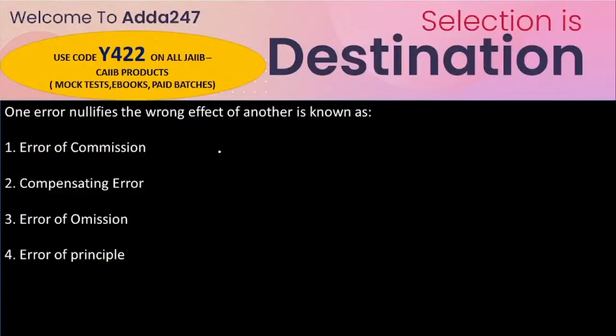Another question, that is from the rectification of the error, and this rectification of the error topic you understand in the trial balance chapter. So the question is, when the one error nullifies the wrong effect of another, that is known as a. Okay, so here we will understand what we understand by the compensating error. So the answer will be compensating error.